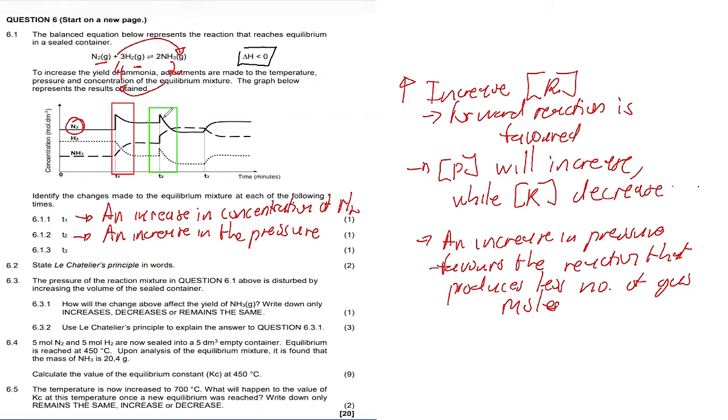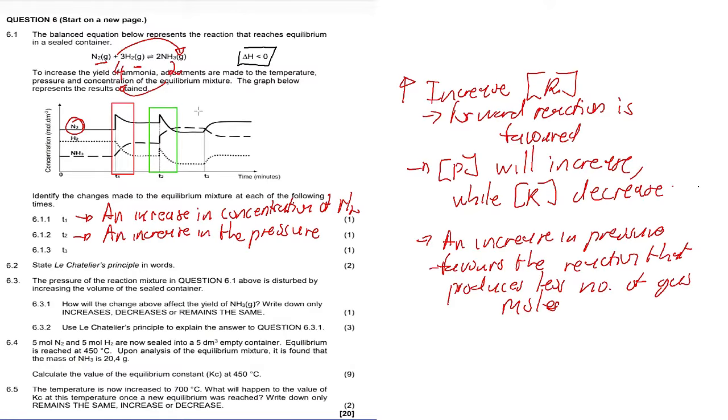Now, looking at T2, we can see exactly just that. So the concentration of the reactants, both the reactants N2 and H2, decreasing, but what is happening to the concentration of the NH3? We can see it increasing there. So this suggests that the pressure of the system has been increased, and therefore the forward reaction is favored. If forward reaction is favored, then the concentration of the product increases while the concentration of the reactants decreases.